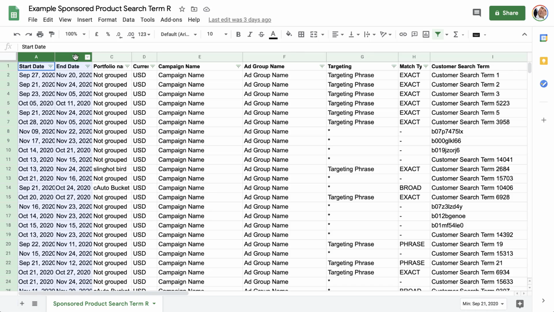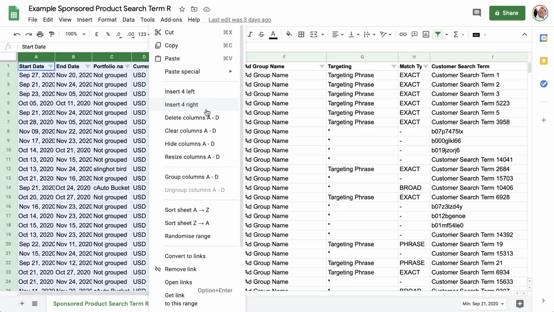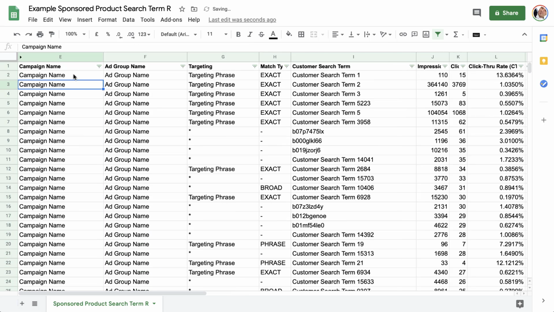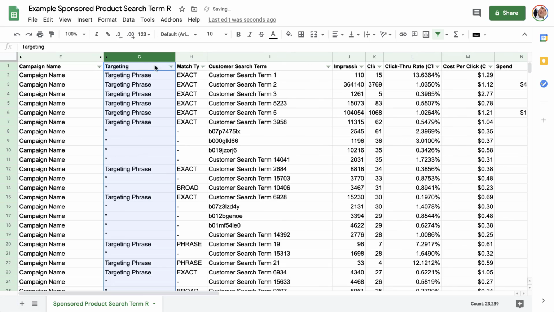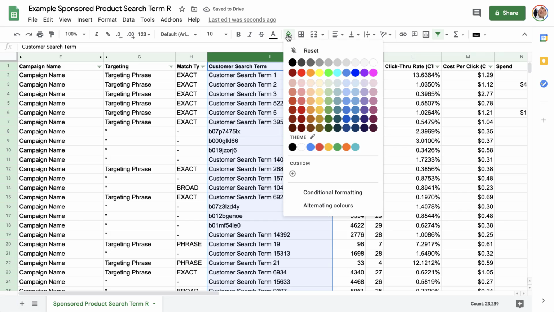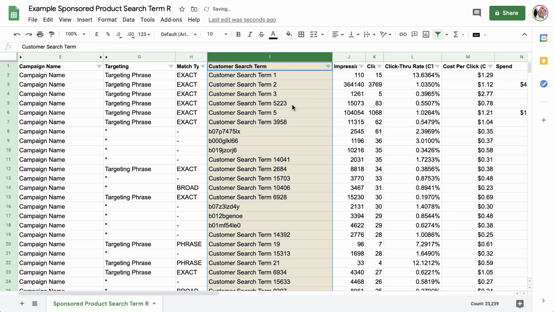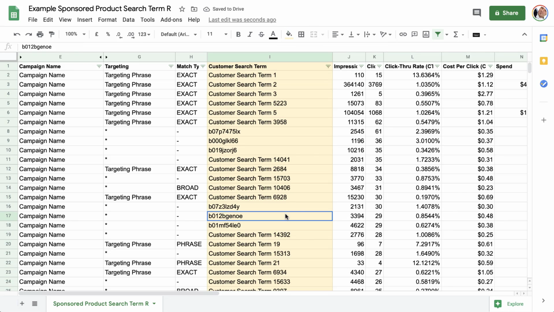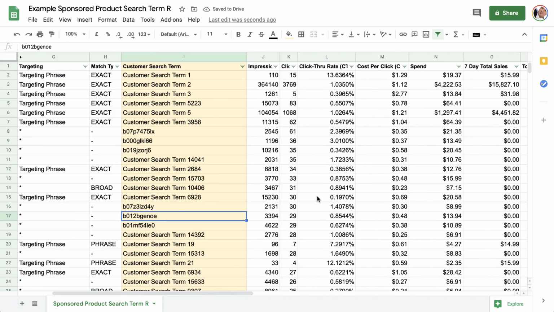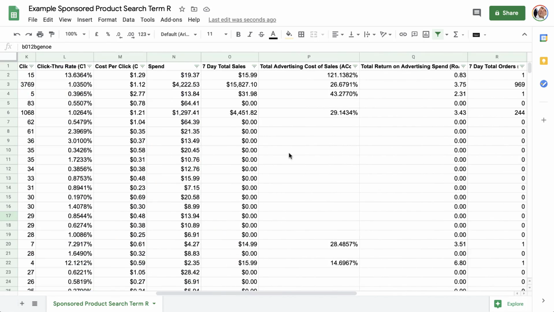So basically, I don't care about these particular fields here. Campaign name, I will keep it. Ad group name, I don't care, will hide it. Targeting can keep, match type can keep. This is one of the most important fields, customer search term. I just changed the names here for it, because it's our company's search term report.